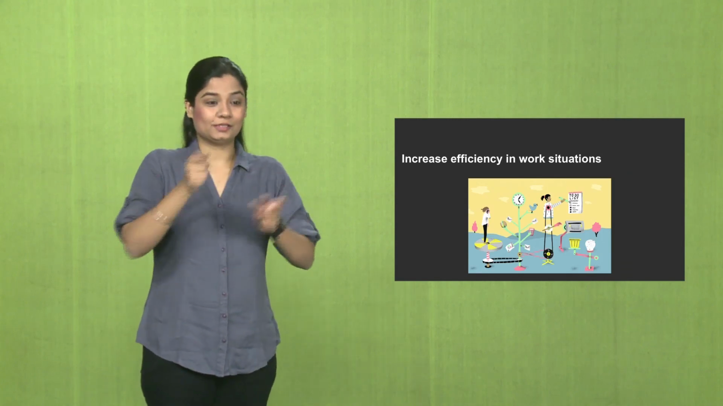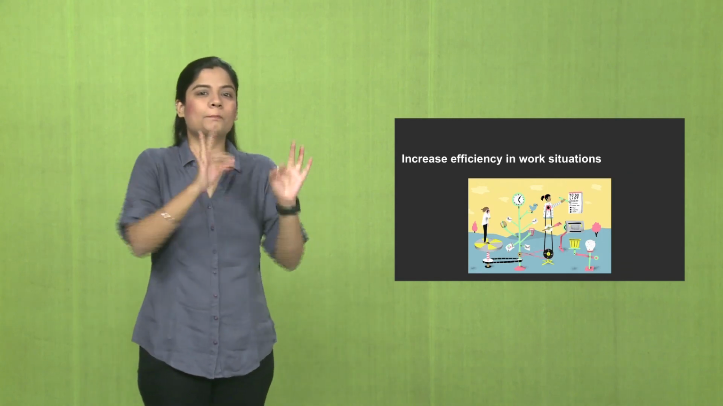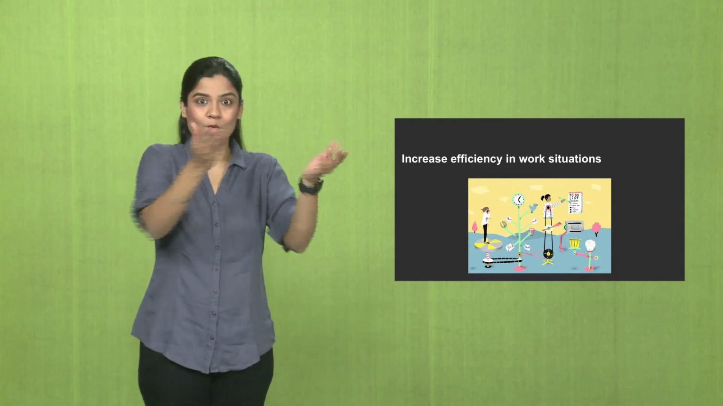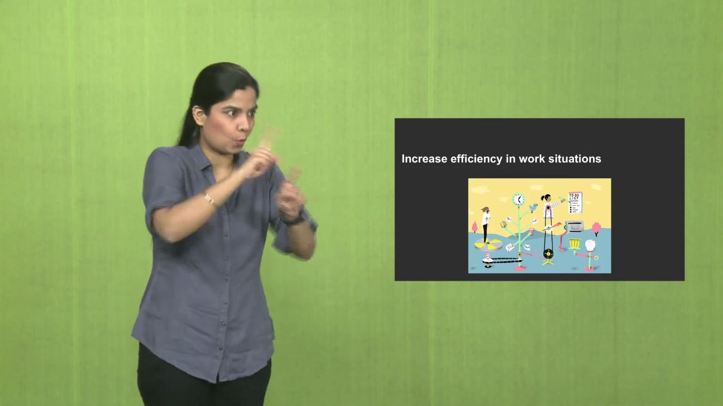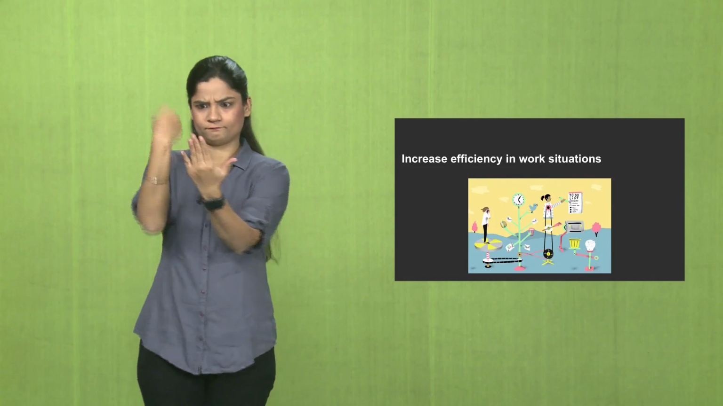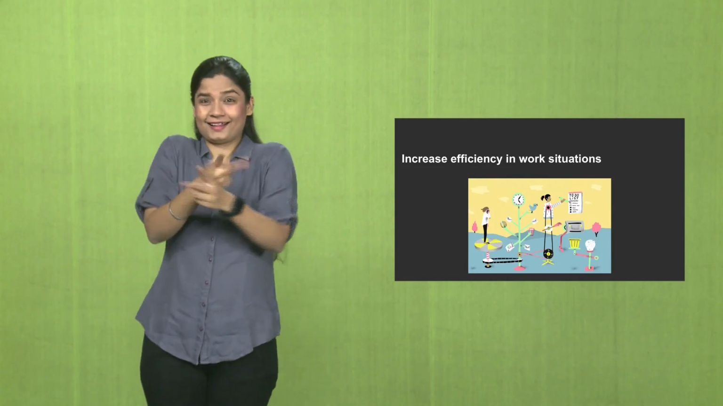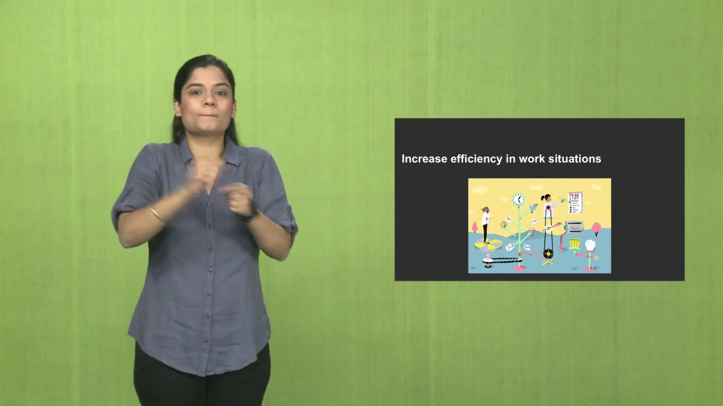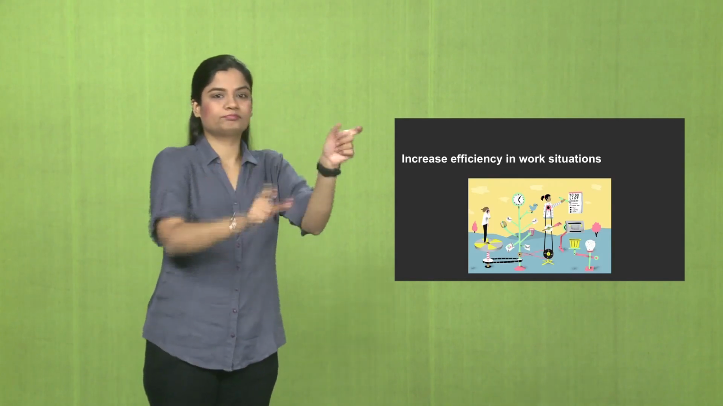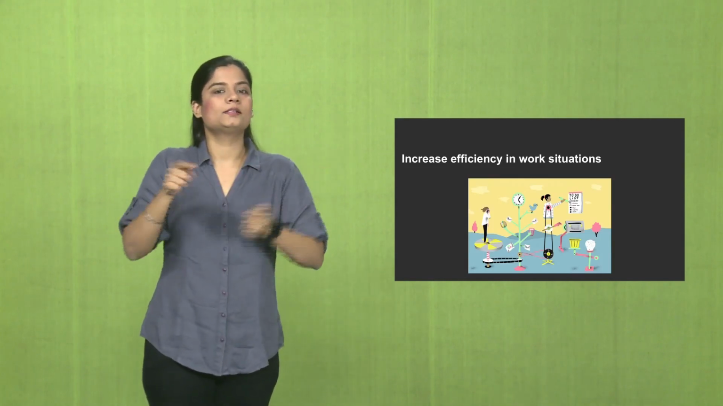As you can see in the picture, management helps in increasing efficiency in work situations. For example, paying salaries on time to the staff, checking your to-do list, whatever has to be done, planning and organizing well. So management increases the efficiency of work as well.